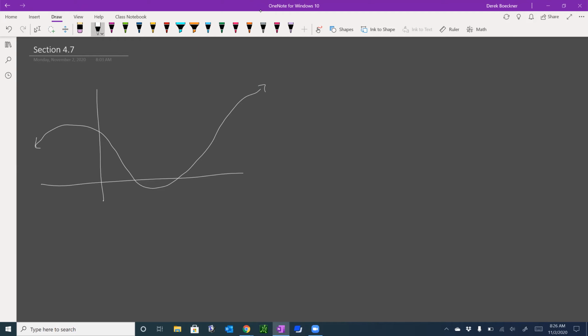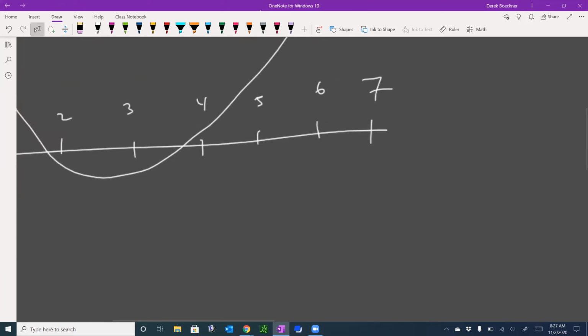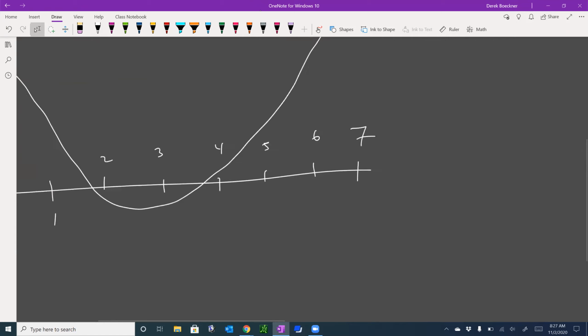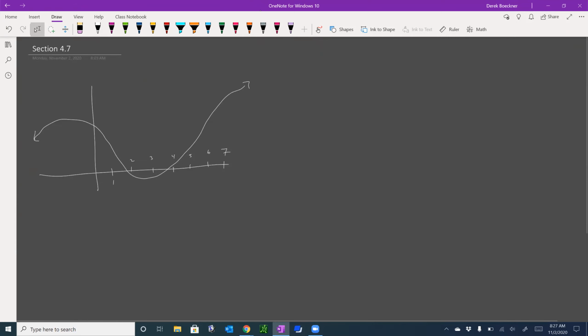So I look at this picture. And maybe this is at 1, 2, 3, 4, 5, 6, 7. And let's say I'm trying to find this root between 3 and 4. Well, what I'm going to do, let's put those tick marks further apart. They're just going to make the picture nicer.